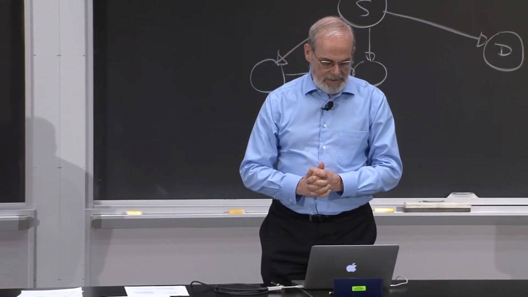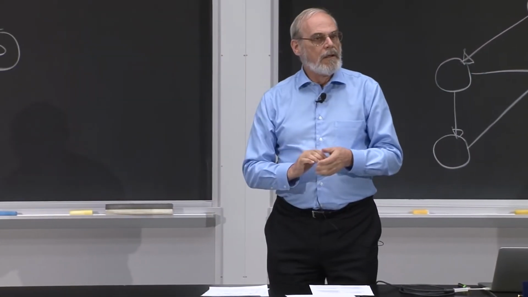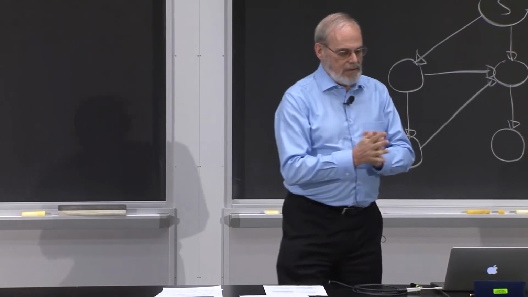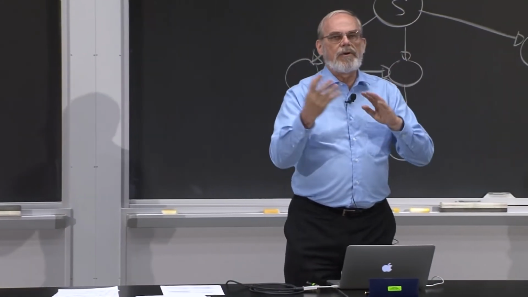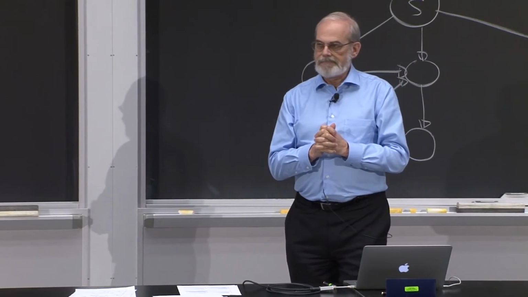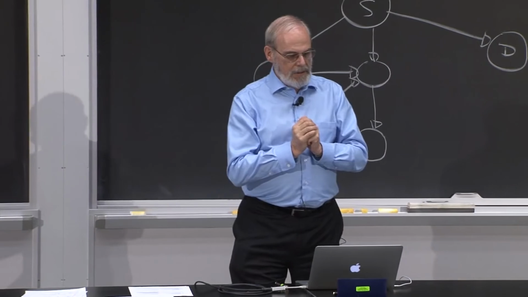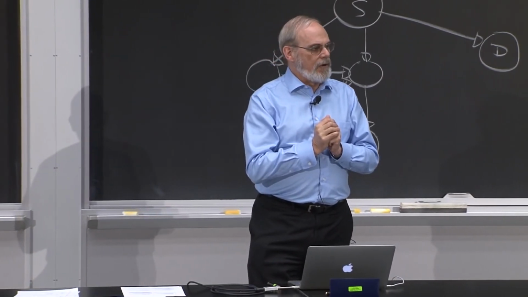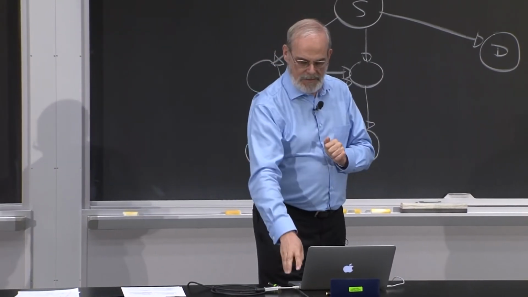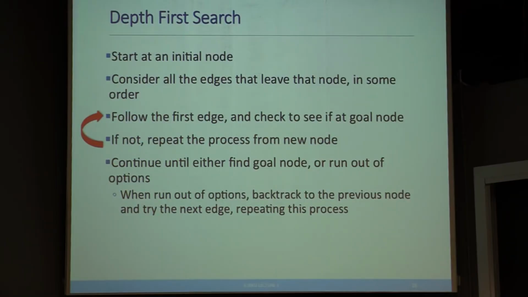So here's the idea behind depth-first search. Start off at that source node, that initial node. I'm going to look at all the edges that leave that node in some order, however it was put into the system. And I'm going to follow the first edge. I'll check to see if I'm at the right location. If I am, I'm done. If I'm not, I'm going to follow the first edge out of that node. So I'm actually creating a little loop here. And I'm going to keep doing that until I either find the goal node or I run out of options.